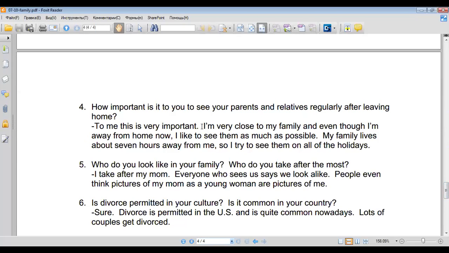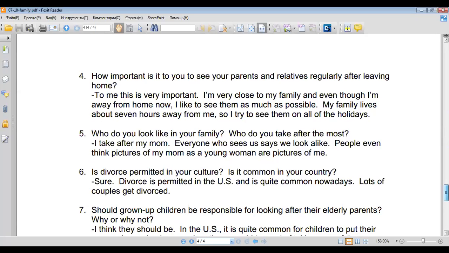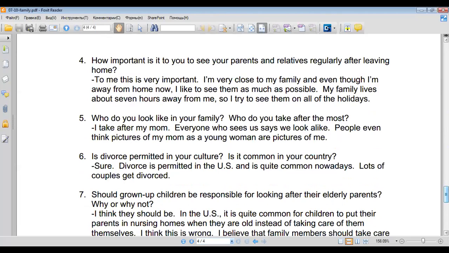How important is it to see your parents and relatives regularly after leaving home? So, what do you think? This question is very common, especially for girls who leave their house because of marriage. And we have only 1 minute.